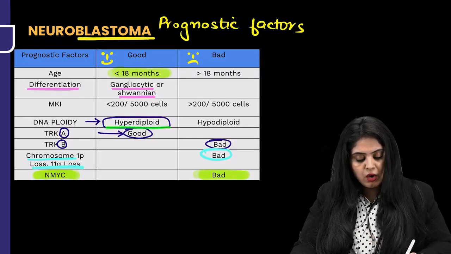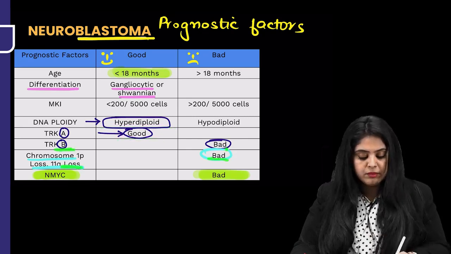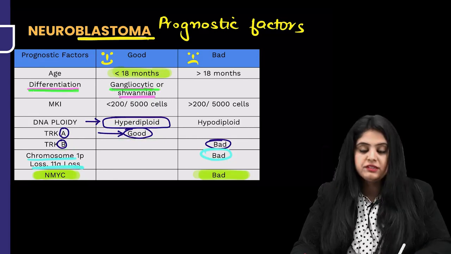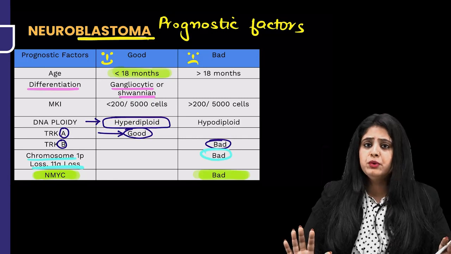All the AA things are going to be good. The BB things and the losses are going to be bad. Maturation is good and is a tumor of children. Let it be in the children. That is also going to be good.